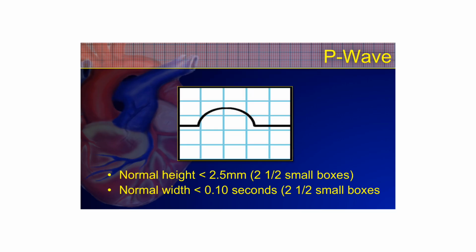So let's start pretty basic. Here's a P wave. In your P wave, normal height is going to be less than 2.5 millimeters. Each small box on an EKG is 1 millimeter, so your P wave should be shorter than 2.5 of those. The normal width is less than 0.10 seconds, which we know is 100 milliseconds. Each small box, again, is 40 milliseconds, so 2.5 of those would be 100. So that's the going length, 2.5 small boxes. You want the P wave to be less than 2.5 small boxes in height and less than 2.5 small boxes in length, or width, however you'd like to look at it.